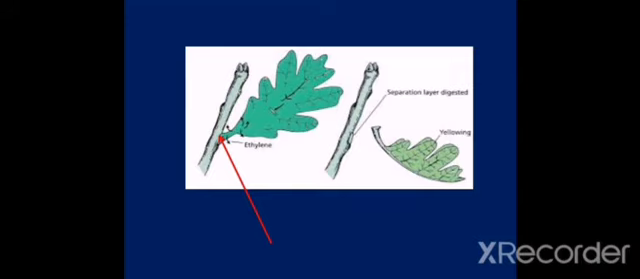Here you can see the abscission layer. When this leaf matures, the abscission layer forms in the place where I am pointing with the red arrow. So it detaches from the stem and falls down. This happens also to fruits when they mature.